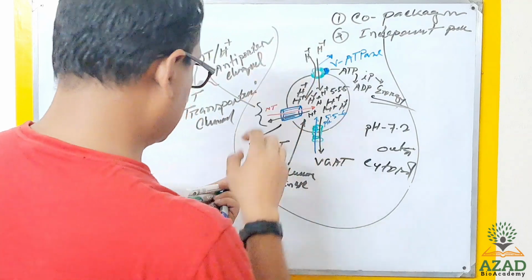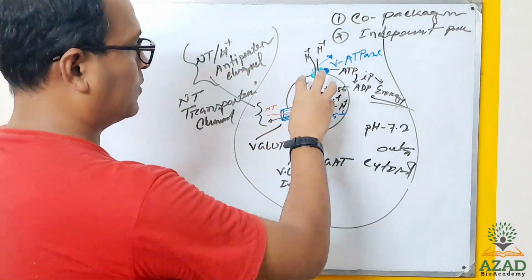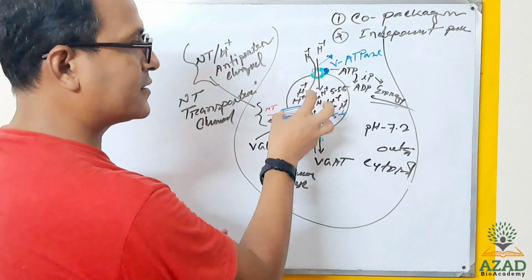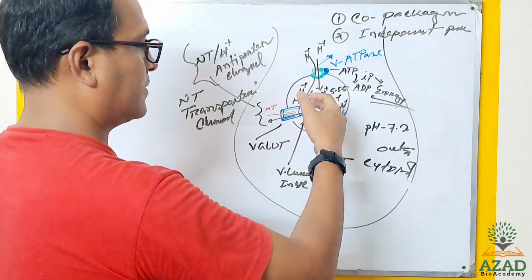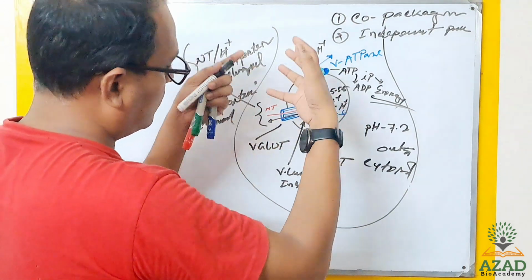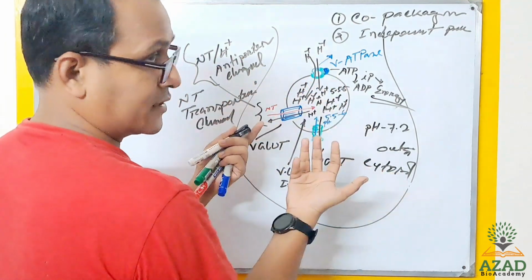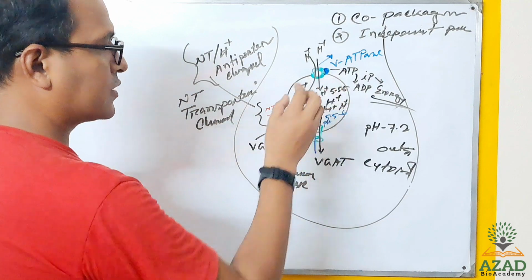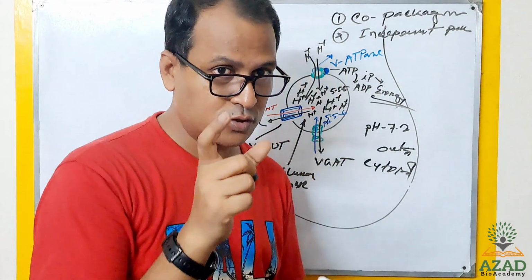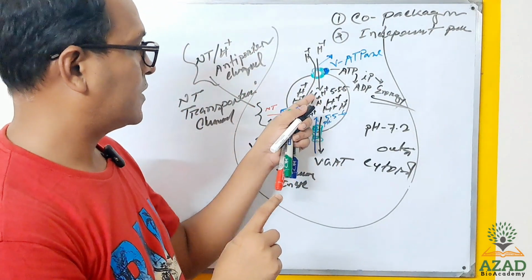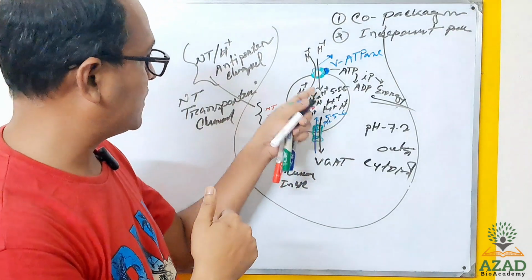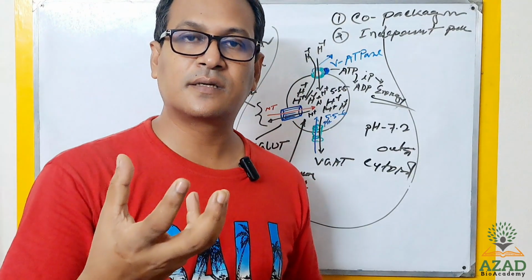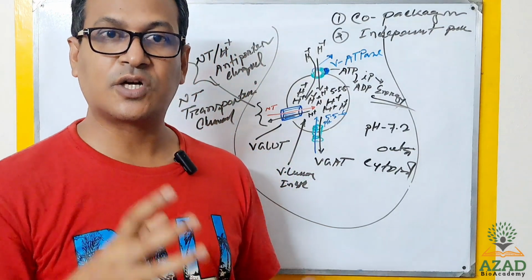That means inside the vesicle, there are more protons. That means chemically, one gradient has already been created. That is the chemical gradient. And you know the proton carries a positive charge, so positive charge is more inside than outside. So another gradient is the electrical gradient, the charge gradient.